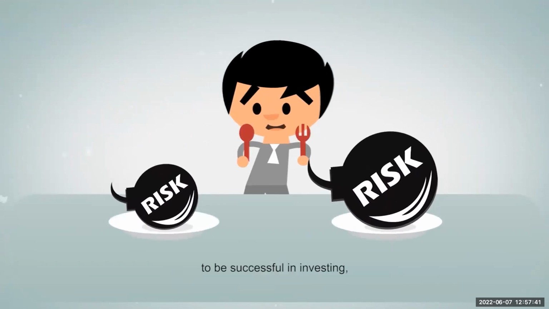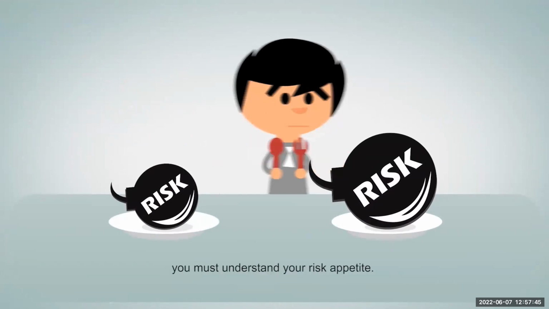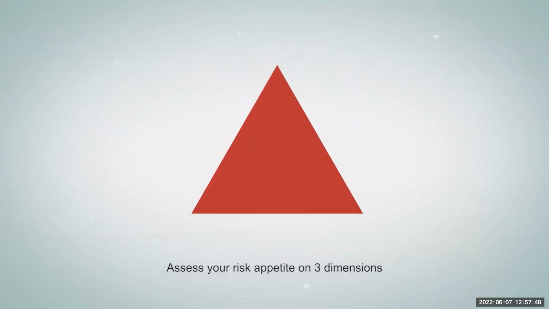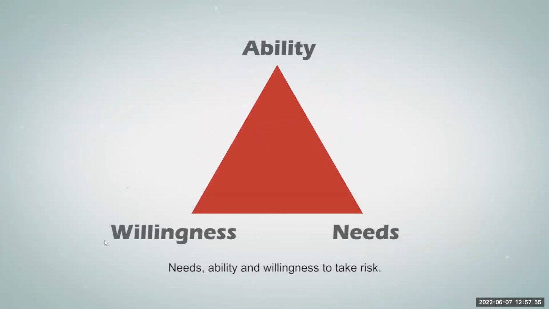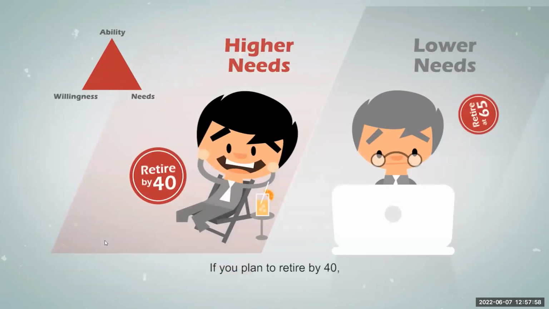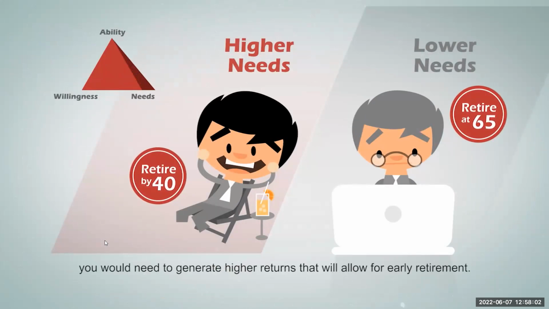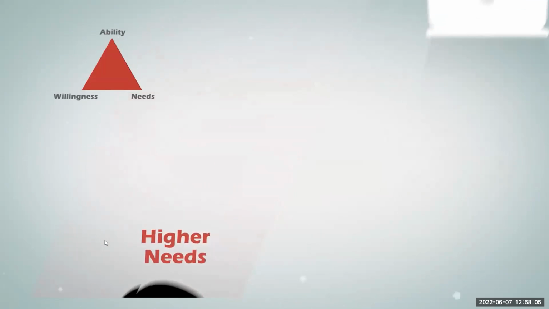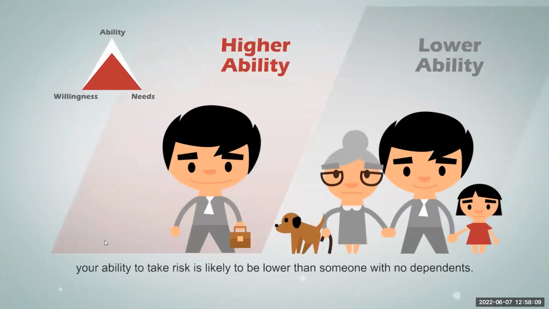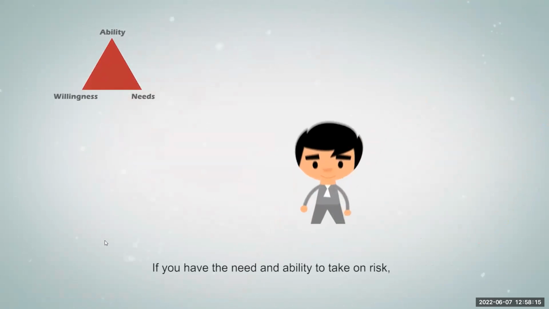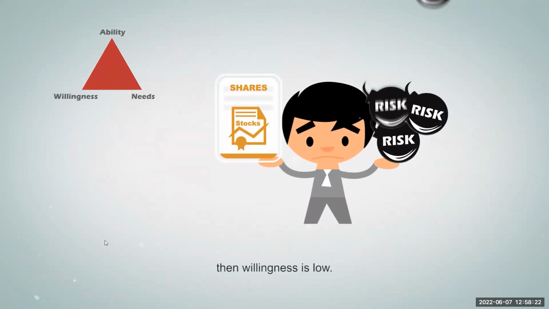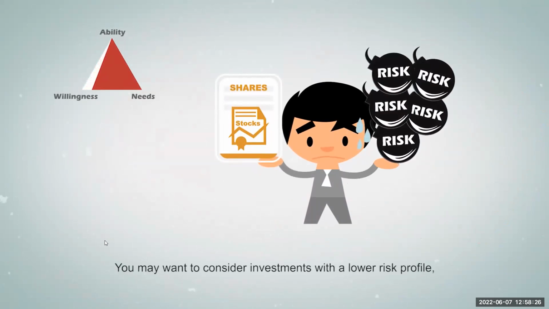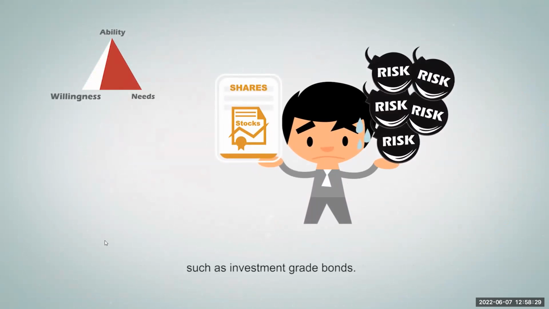Further, to be successful in investing, you must understand your risk appetite. Assess your risk appetite on 3 dimensions: needs, ability, and willingness to take risk. If you plan to retire by 40, you would need to generate higher returns that will allow for early retirement. If you have dependents, your ability to take risk is likely to be lower than someone with no dependents. If you have the need and ability to take on risk, but find it unsettling after buying a risky stock, then willingness is low. You may want to consider investments with a lower risk profile, such as investment-grade bonds.